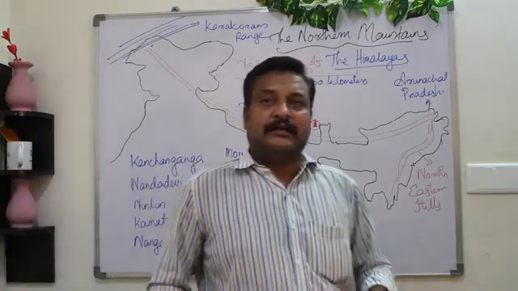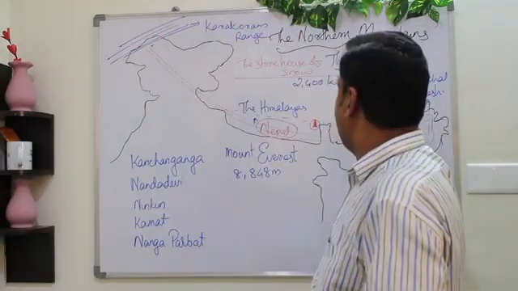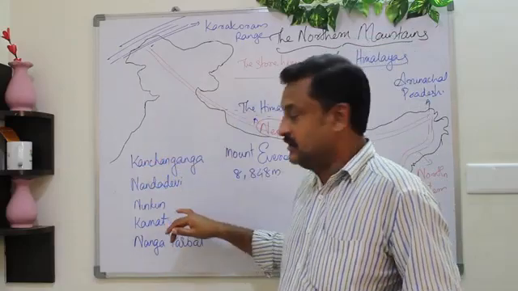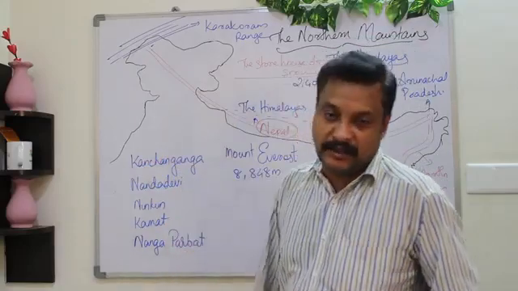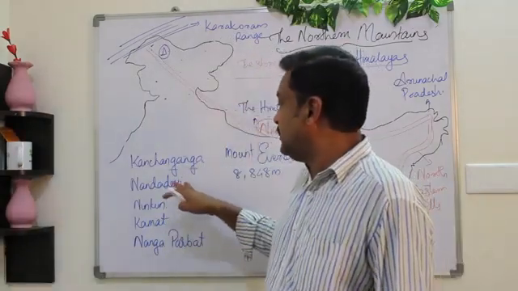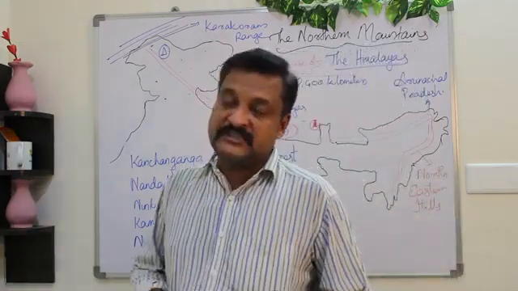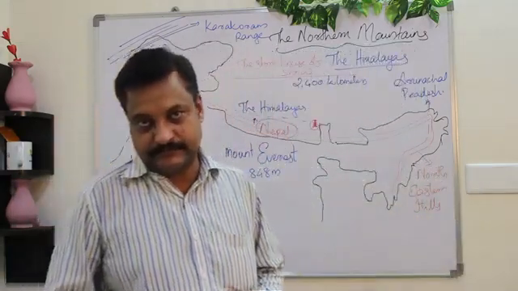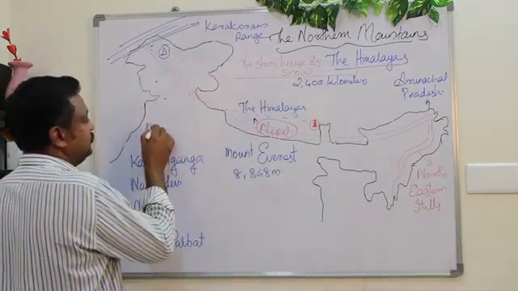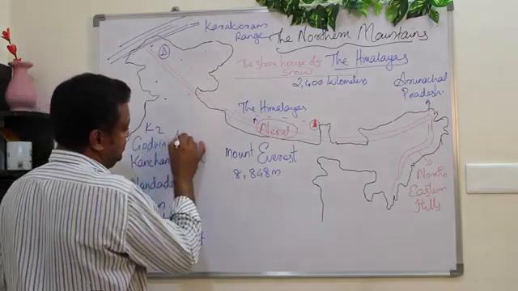Okay, so some other higher peaks in the range of the Himalayas are Kanchenjunga, Nanda Devi, Nanga Parbat, Kamet and Annapurna. There is another one, which is the highest peak in India. The highest peak in India is actually known as K2. Its other name is Godwin Austen.